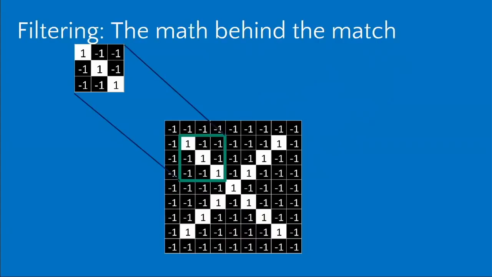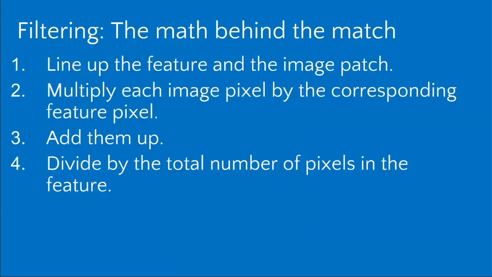So the math behind finding this match, applying features, is called filtering. It's pretty straightforward, but it's worth walking through. The way that it's done is you line the feature up on the image patch you're concerned with, multiply pixel by pixel, add up the values, and then divide by the total number of pixels. This is one way to do it.